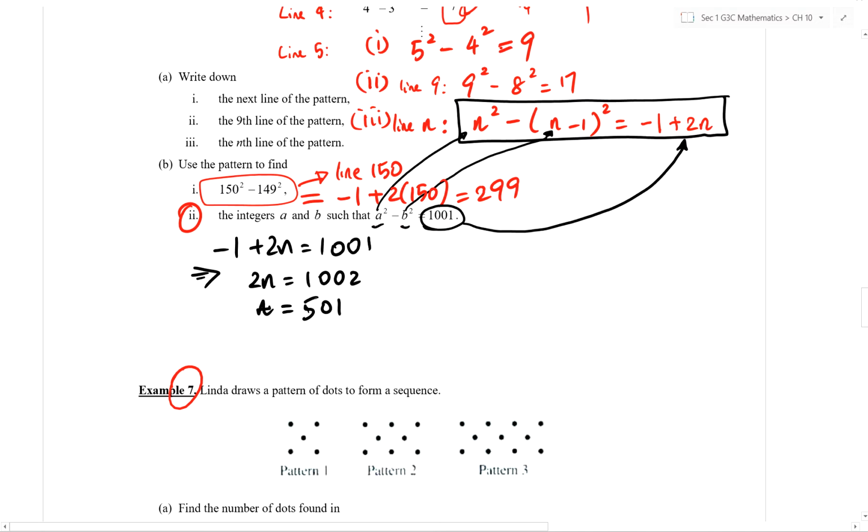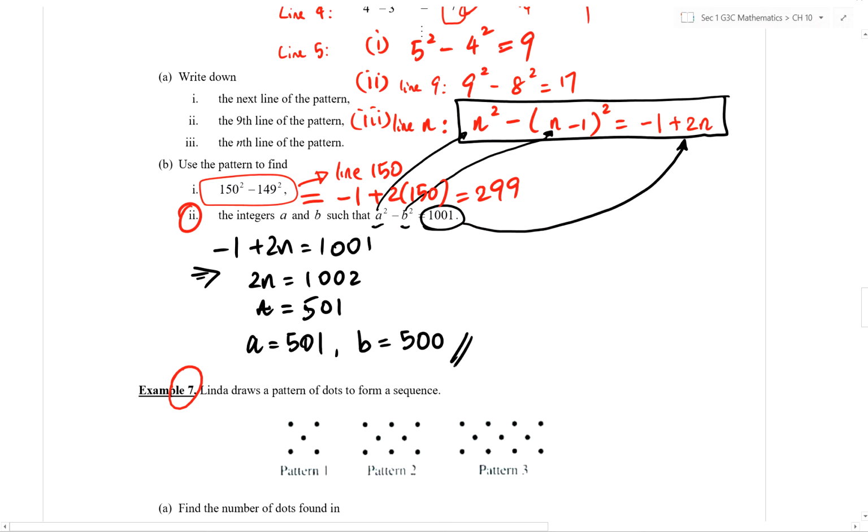So once we have found that n is equal to 501, we know that the value of a must now be equal to 501, whereas b will be 500.